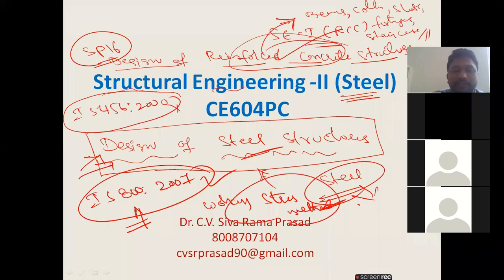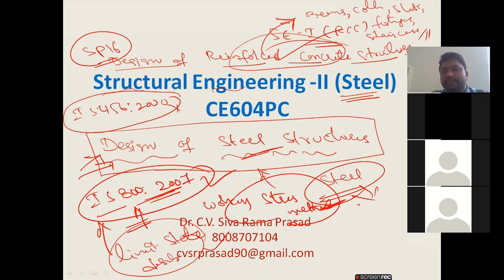But if you observe this IS 800-2007 code book, it completely deals with limit state design. I think the major differences between the working stress method, ultimate load method, and limit state method, you already learned in the design of reinforced concrete structures, that is Structural Engineering 1, RCC. There you learned what the major differences are between the working stress method, limit state method, and ultimate load method. Okay, fine.